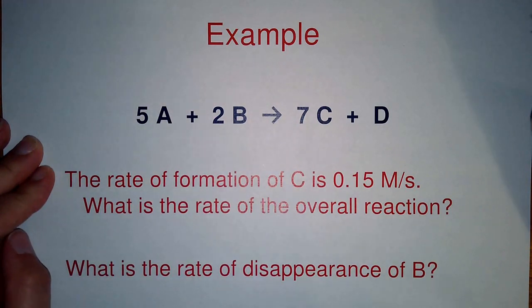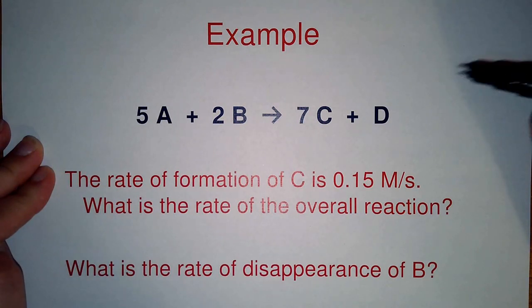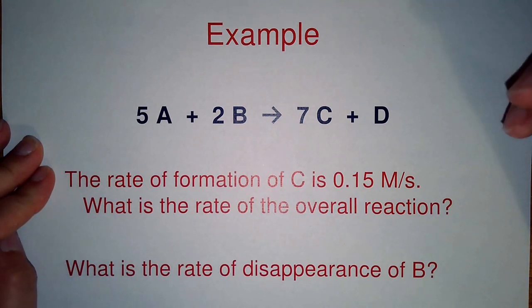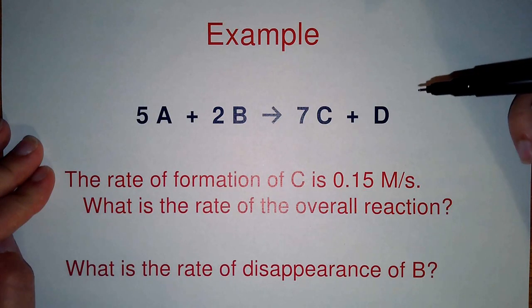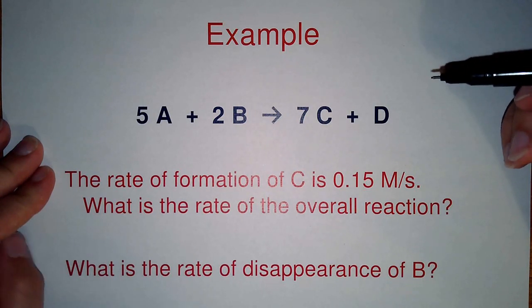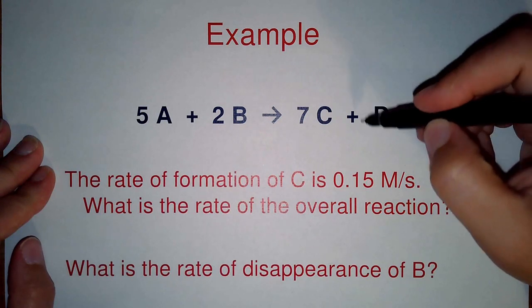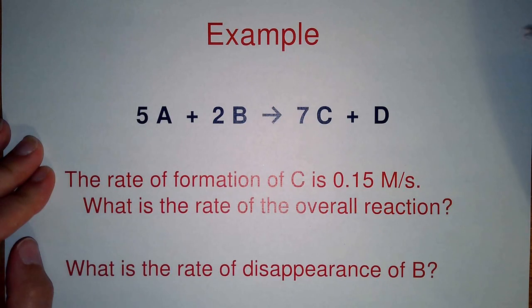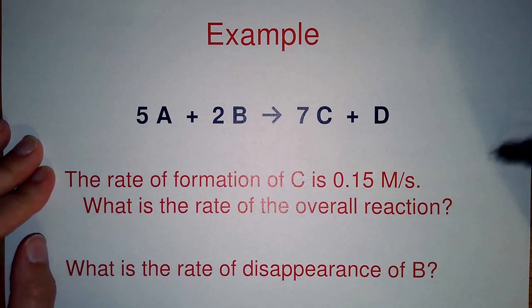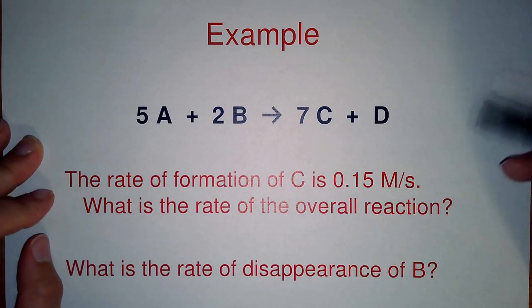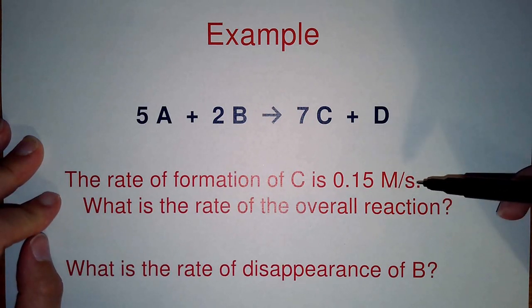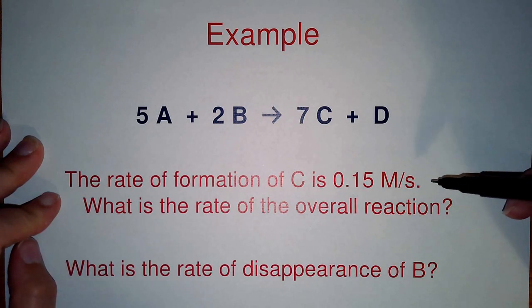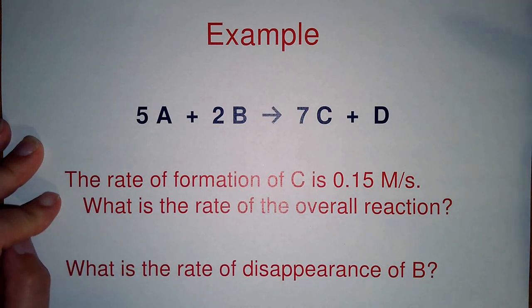So if you remember from the previous video, the overall rate of the reaction is based on any component of the equation that has a coefficient of 1. So for example, D here has a coefficient of 1. If we knew the rate information for D, that would be the same as the rate information for the overall equation. In this case, we actually know information about C. The rate of formation of C is 0.15 moles per liter per second. We want to know the rate of the overall reaction.